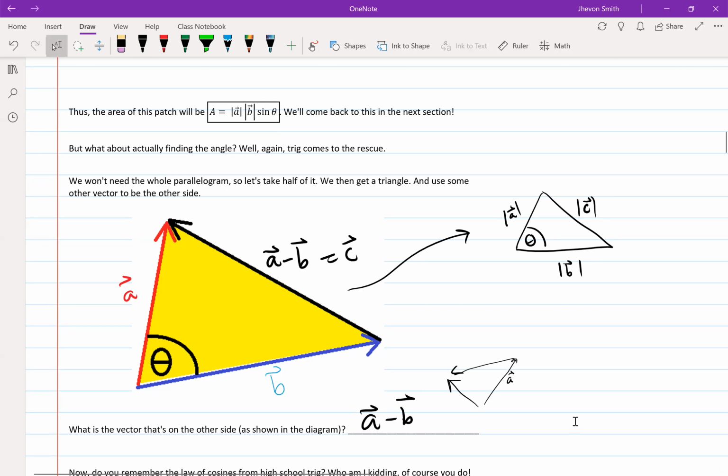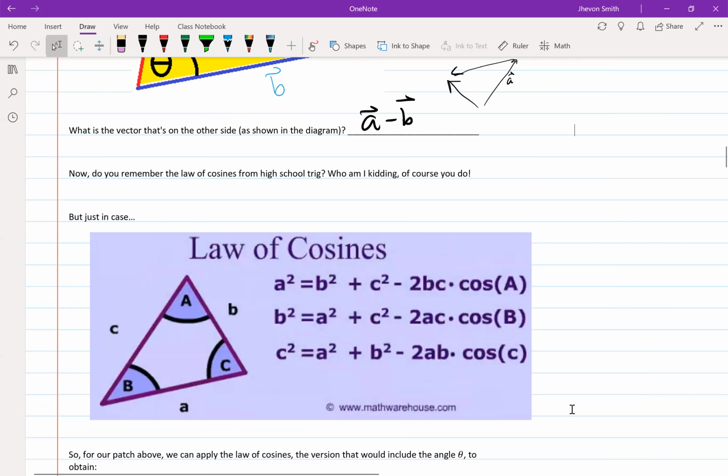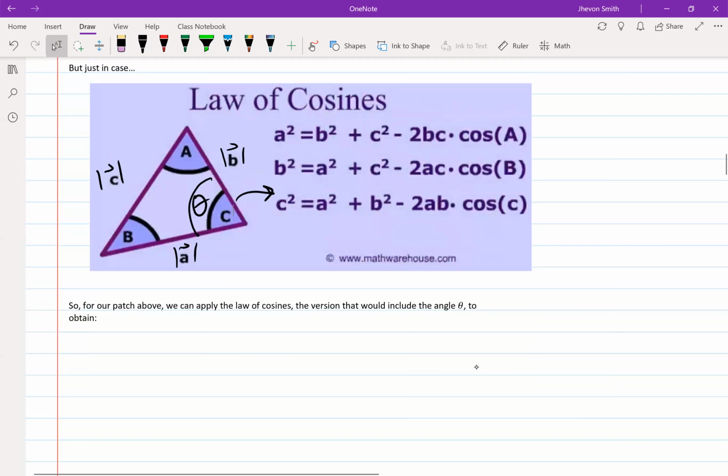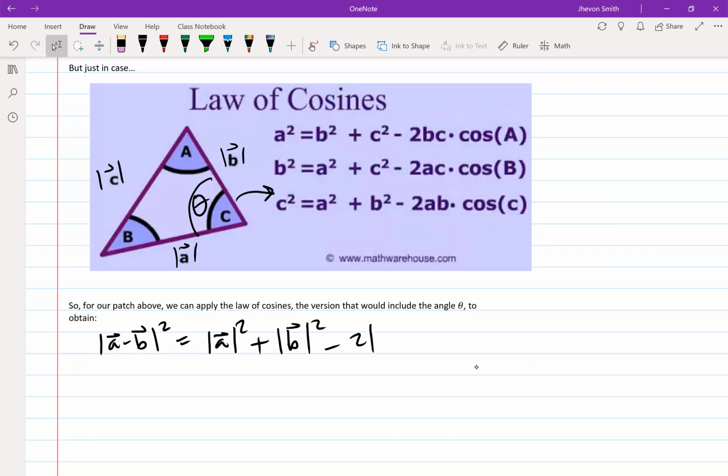Now, I know you all remember your law of cosines, but just in case I have it right here. Pretend that this is the magnitude of A, here it's the magnitude of B, here it's the magnitude of C, and this angle here is our theta. According to this formula, we can find that angle, or at least the cosine of that angle. So by the law of cosines, we know that the magnitude of A minus B squared would be the magnitude of A squared plus the magnitude of B squared minus 2 times the magnitude of A times the magnitude of B times cosine of theta.